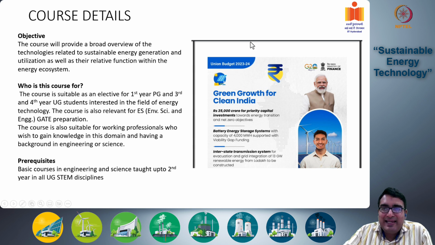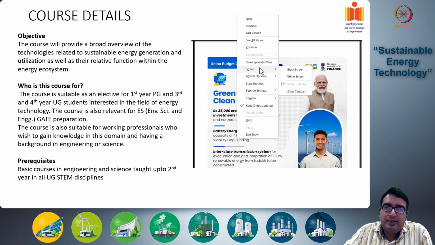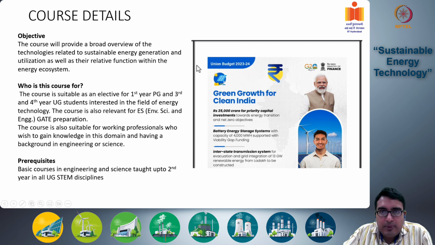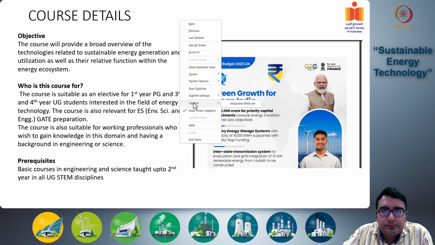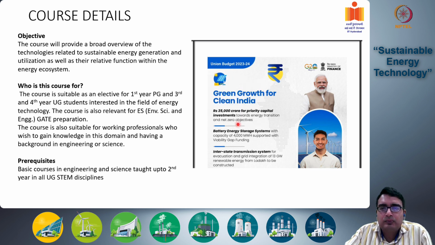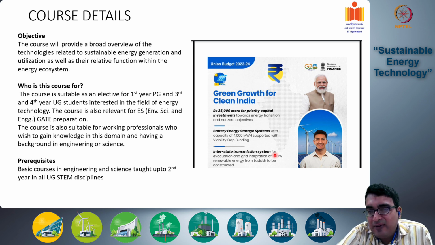On the right, you can see a snapshot of this year's union budget that was presented just 3 or 4 days ago. Okay, so let me just put my laser pointer here. So in the 2023-24 budget, the central government allotted a big budgetary allocation for green growth and sustainable energy-based energy production. So over 35,000 crore of primary capital has been invested towards energy transition and net zero objectives.